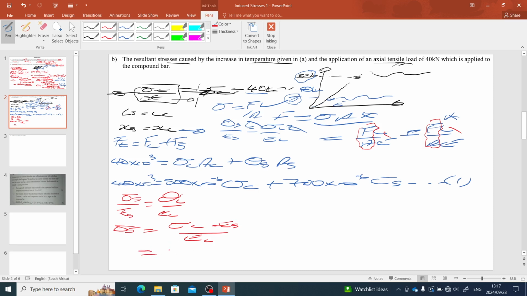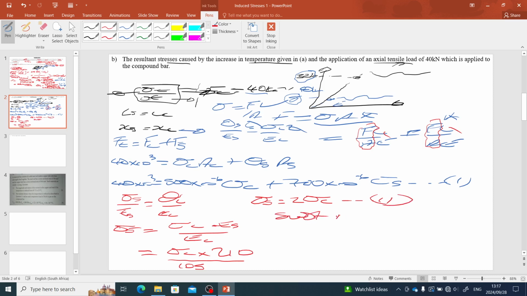Having stress copper, Young modulus steel is 210 divided by 105. Gigapascal will cancel out. Then we get our stress steel as 2 times stress copper. We'll call this equation 2. Then we will substitute equation 2 into equation 1.